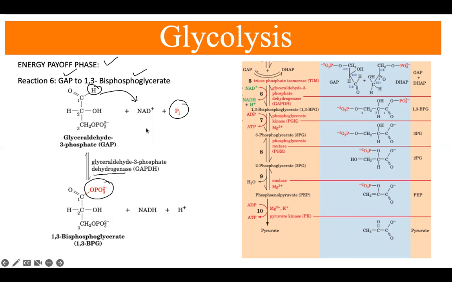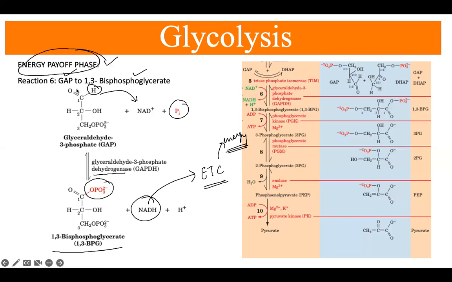This is a very important step because it involves the formation of NADH, which is a high energy molecule. And also this 1,3-bisphosphoglycerate, which has been formed, is also a high energy compound. Now, when aerobic conditions are present inside the cell, this NADH so formed can enter into the electron transport chain to produce more energy. That is why we refer to this phase as the energy payoff phase, because it is producing energy now.